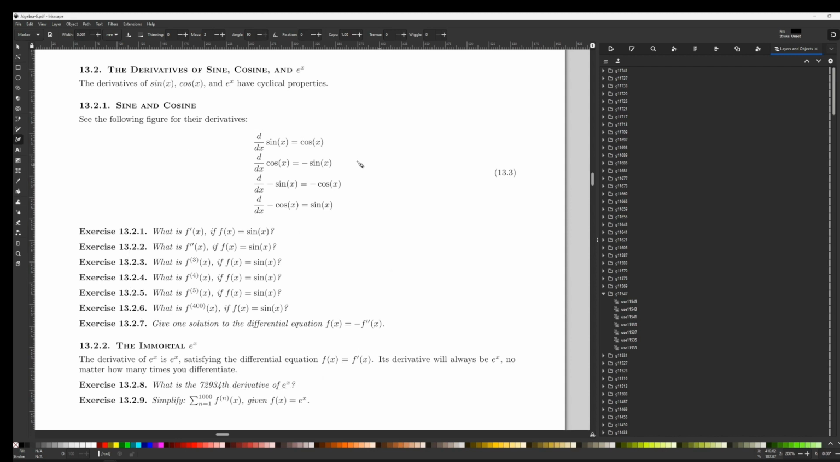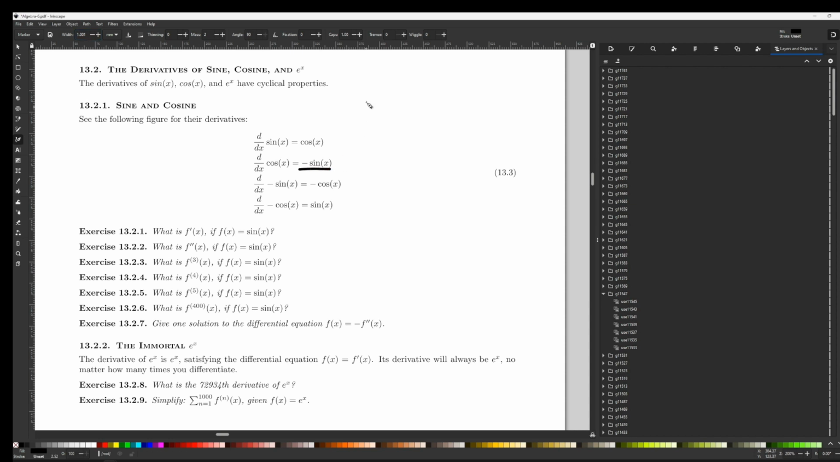In this video, we're going to be learning the derivatives of sine, cosine, and e to the x. The derivatives of sine, cosine, and e to the x all have cyclical properties, which means they will eventually repeat derivatives. For sine and cosine, we can use this table. The two most important ones: the derivative of sine of x is cosine of x, and the derivative of cosine of x is negative sine x.